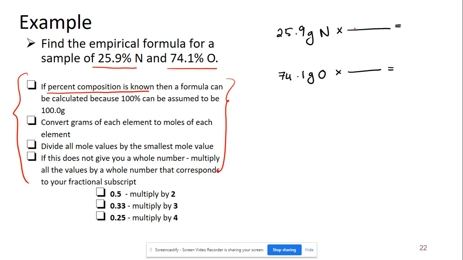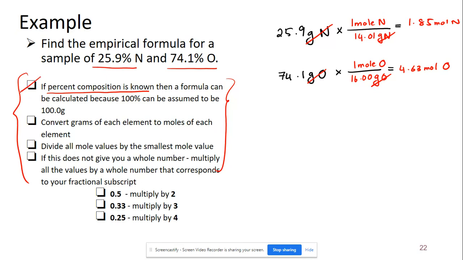Okay, so we know the molar mass of nitrogen from the periodic table is 14.01 grams, and the molar mass of oxygen, not diatomic oxygen, just plain oxygen, is 16 grams from the periodic table. Grams of nitrogen cancel out. This will be 1.85 moles of nitrogen, and over here you're going to have 4.63 moles of O, because grams of O and grams of O cancel out to leave you with moles. So now you have moles of nitrogen and moles of oxygen.